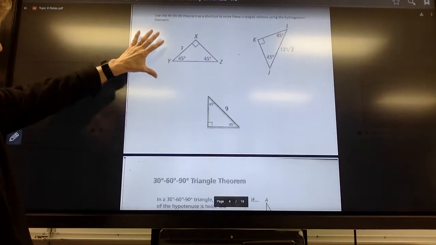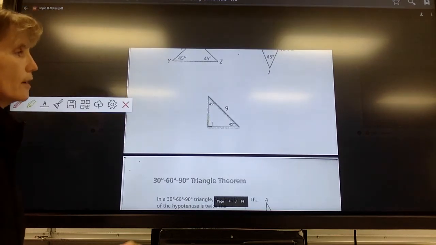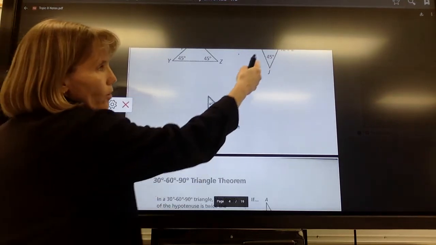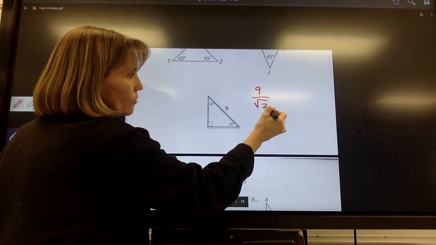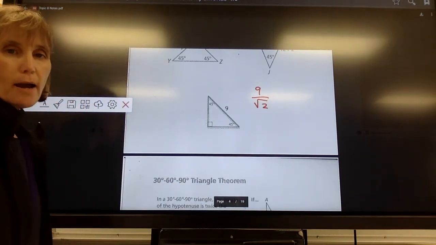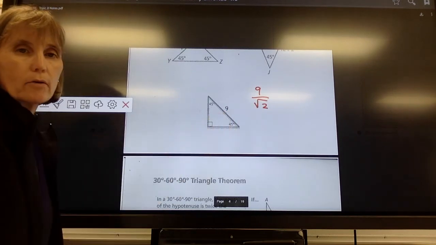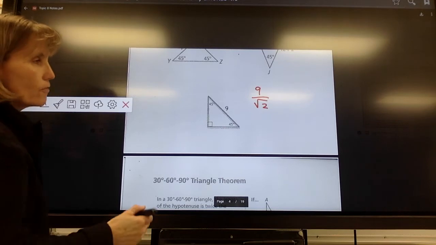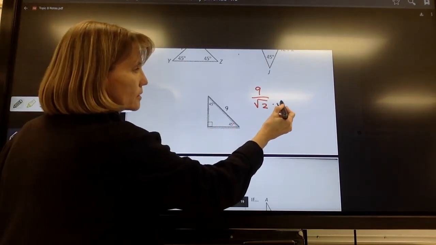Okay, and then we've got one more example of a 45, 45, 90 triangle. I've got the hypotenuse here as 9. If you think of the one up above, when we had the hypotenuse, we divided it by the square root of 2. Now, in math, and you have not seen this before, but in math, we cannot leave a radical in the bottom of a fraction. And in order to take care of that, we're going to multiply the bottom by itself.